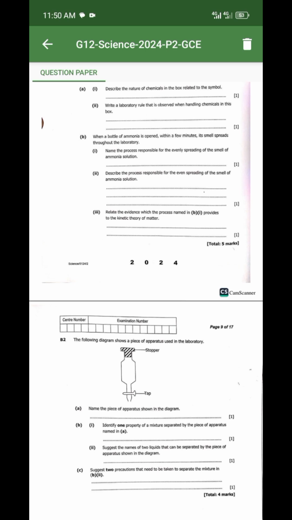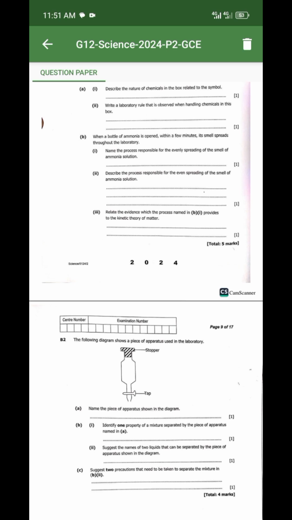So to the kinetic theory of matter, we first have to understand the meaning of the kinetic theory of matter. I've already taught a full lesson on the kinetic theory of matter, where we also had the separation techniques and many others. The first video I released was on matter. So to understand this more, I urge you to go and watch that video.